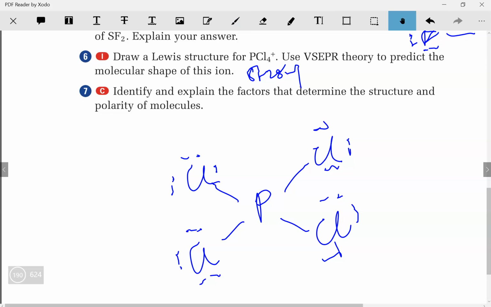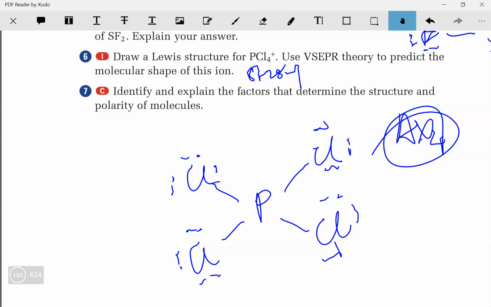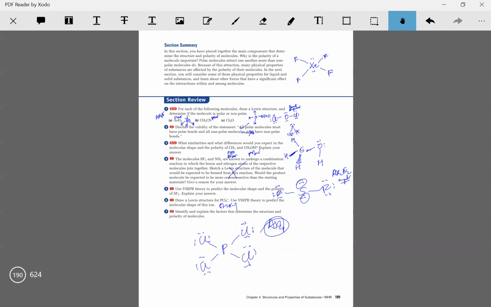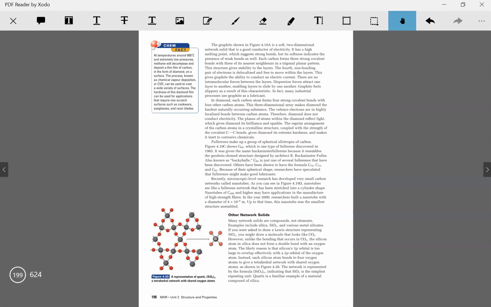No lone pairs on the phosphorus. This is an AX4 molecule, so tetrahedral. It will be non-polar because of its no lone pairs and symmetrical structure plus same substituents. So those are the answers to those questions. Again, hopefully we're good with all of this.